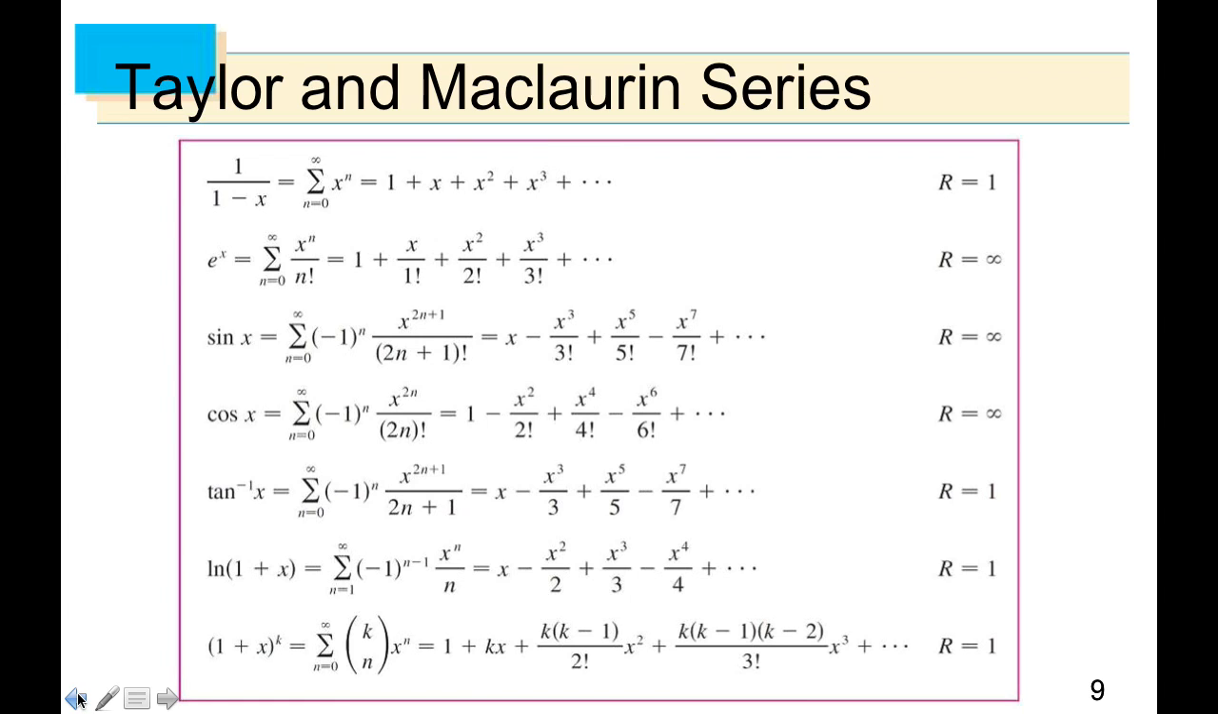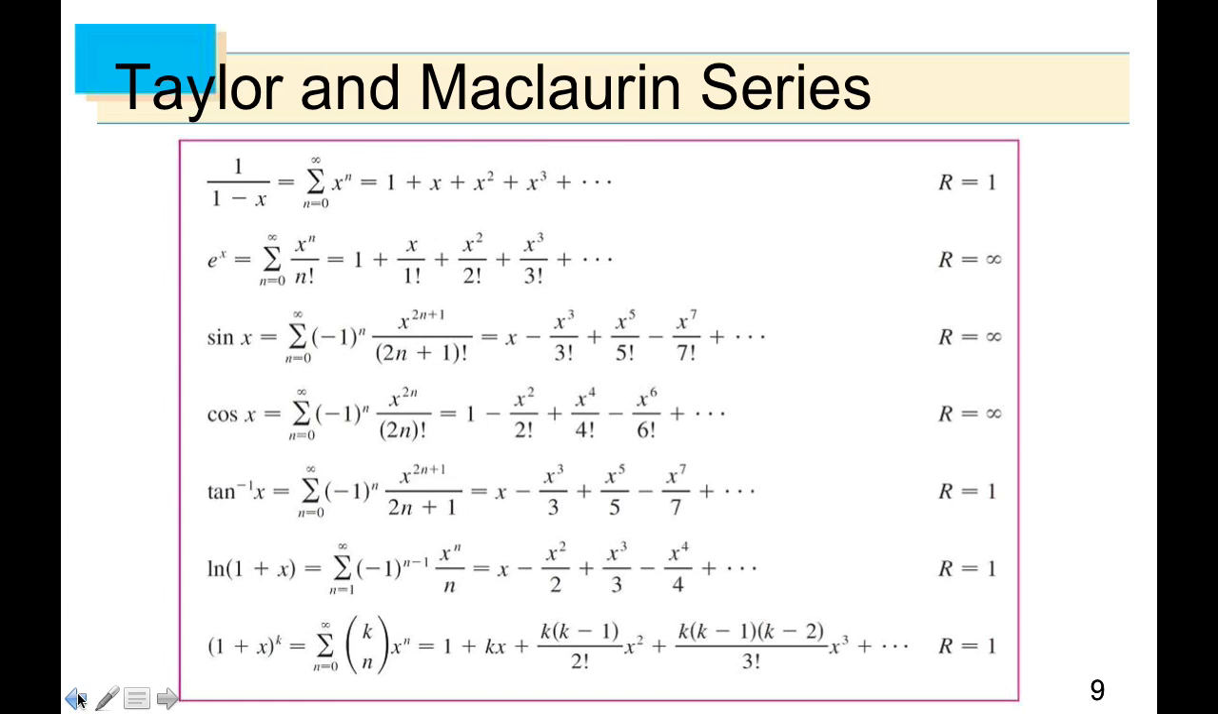Arctangent x actually comes from this. Instead of doing 1 plus x, we would do 1 over 1 plus x squared and take the antiderivative of 1 over 1 plus x squared. That's arctan. It's just the same series, just without the factorial. Yeah. And these patterns are all easy to remember.